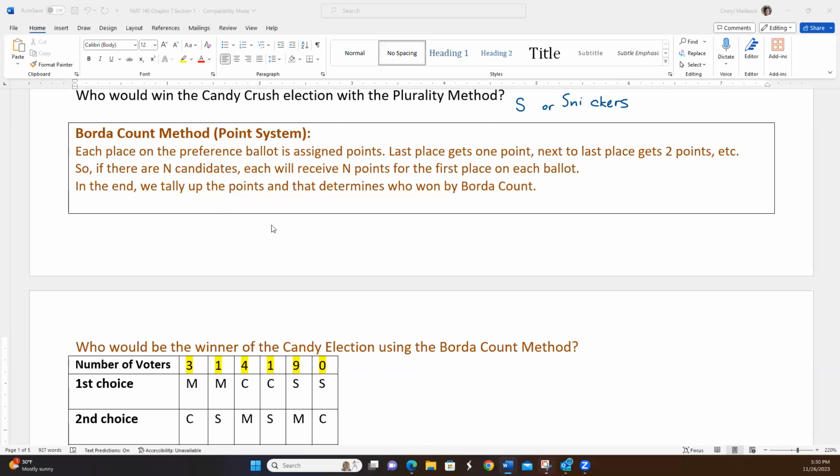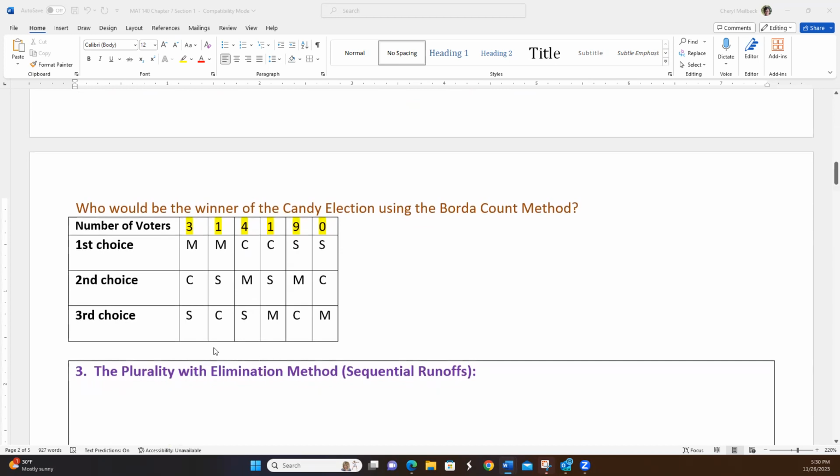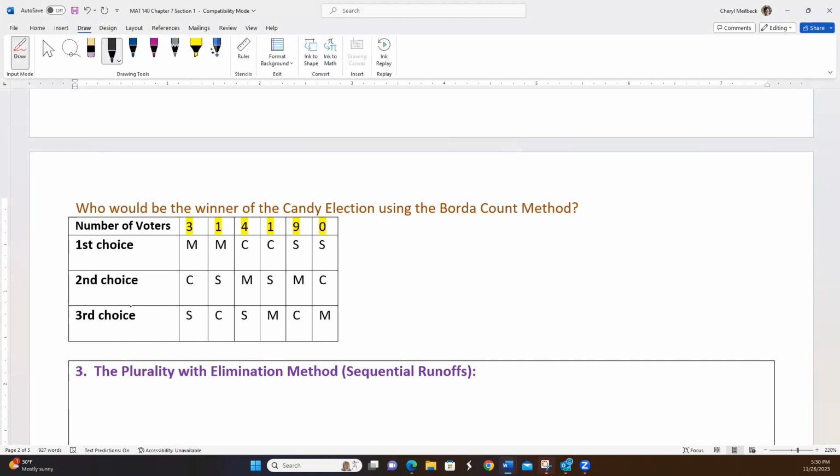So as we look at this, I recopied the preference schedule down here to do the Borda count method with our values here. Now, there are 3 choices. So the third choice will get 1 point for each vote in third place. Second place will get 2 points. And first place will get 3 points because you get the most points for being in first place. So if I look at M here, he's going to get 3 points for each vote he got, but he got 3 votes. So 3 times 3 is 9.